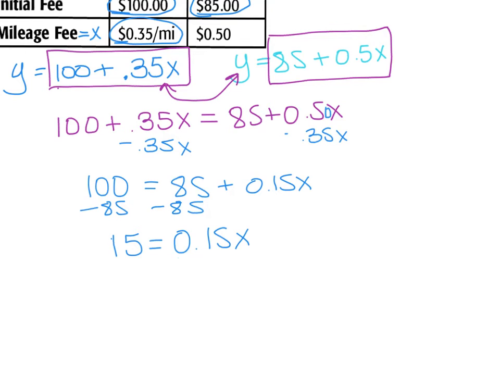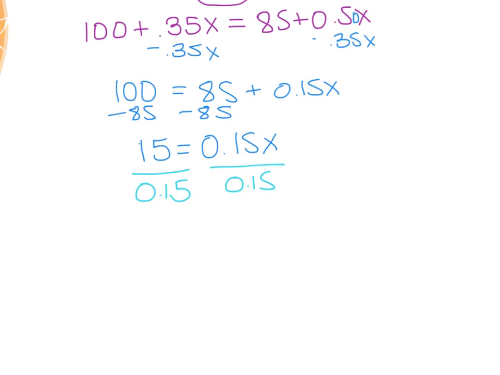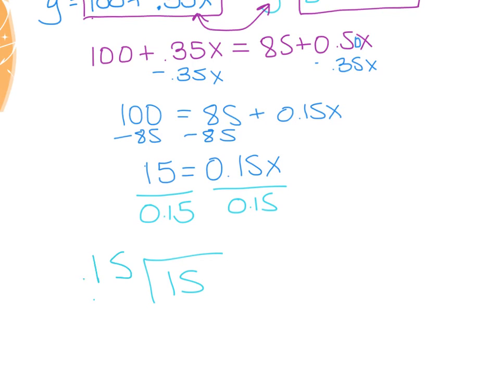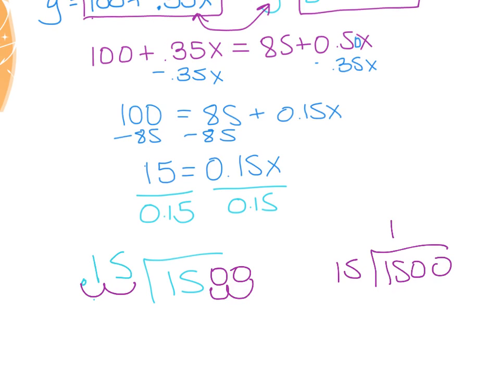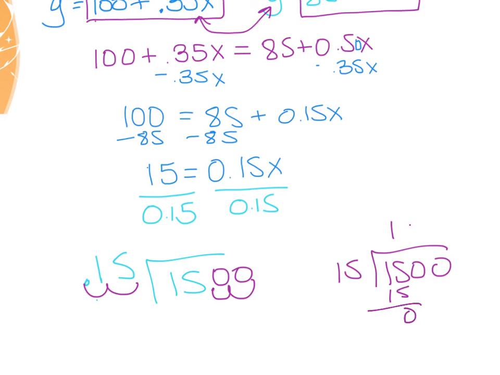Divide both sides by 0.15. So I'd get 15 divided by 0.15. I have to move this decimal twice, which means move this decimal twice. So it's 1,500 divided by 15, which is 1, and then 2 additional zeros. So at 100 miles, these two costs would be the same.